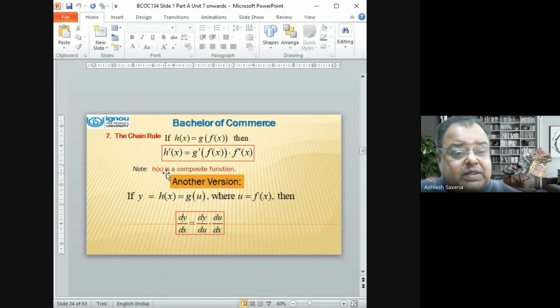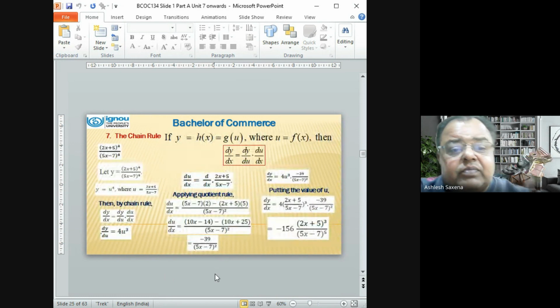But we have to keep one thing in mind, that h(x) is a composite function. We will see what that actually means. Another version of this is, there are two functions, y is equal to h(x), which is equal to g(u), where u is taken as f(x). Then your dy by dx, because your derivative has to be in the form of dy by dx only, you first differentiate with respect to u, into the derivative of u with respect to x. Mathematically, this du and this du get cancelled and you will be remaining with dy by dx.